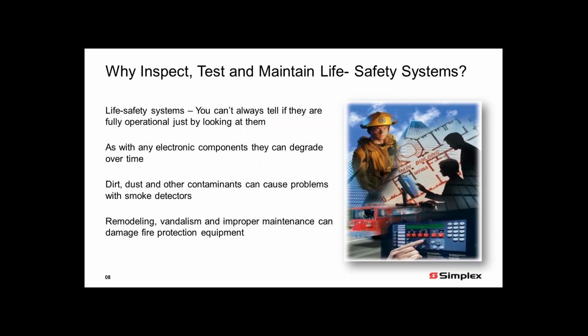And with life safety systems, we don't always know if they're fully operational just looking at them. We walk by them sometimes and we see the green lights lit and we think everything's okay, and usually it is. But with electronic components, things degrade over time. Dirt and dust can contaminate our detectors, and maybe we had vandalism or there was remodeling or renovation that maybe moved the device or covered it up. So we need to do a visual inspection as well as a functional inspection of our equipment and devices, because we want to make sure that our system is going to work and it's reliable. It's going to work when we call upon it to work.